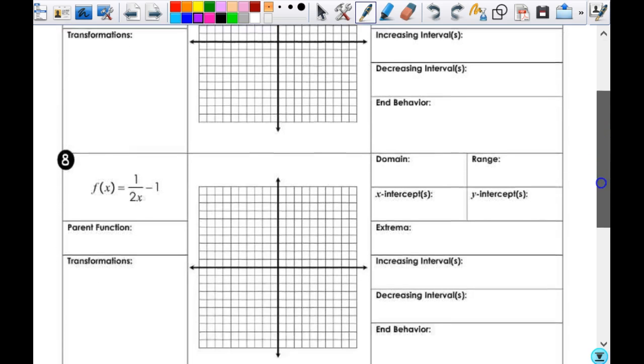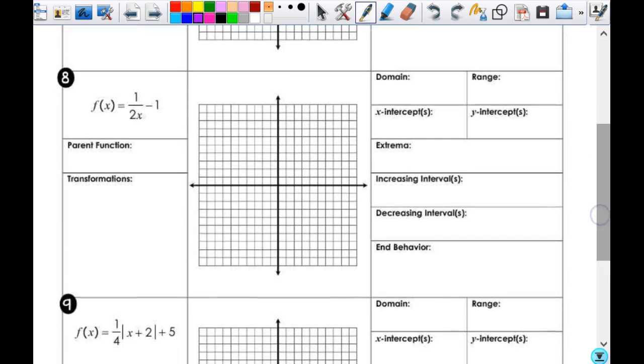Okay. So we're going to start with number 8. Does anyone know what kind of a function this is? Reciprocal. Perfect. So the f of x is going to equal 1 over x. And that parent function is going to look like this, right?